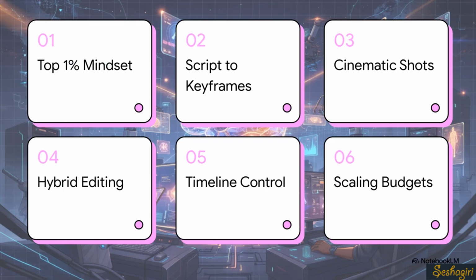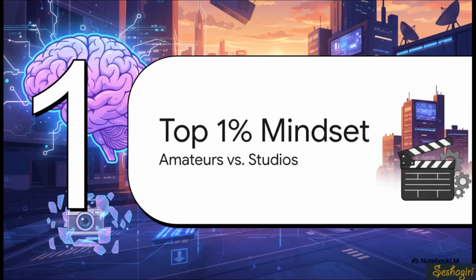Okay, let's dive right into our production call sheet for the day. First, we'll cover the top 1% mindset. Second, script to consistent keyframes. Third, generating cinematic shots. Fourth, hybrid editing. Fifth, timeline control and sound design. And finally, scaling budgets. Let's kick things off with Section 1, the top 1% mindset, amateurs versus studios.